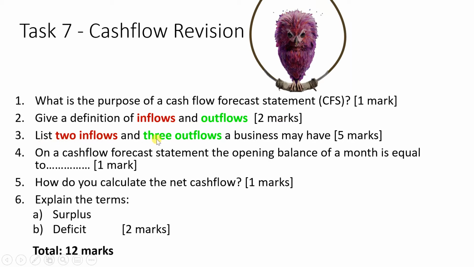List 2 inflows and 3 outflows a business may have. 5 marks, because you've got 5 things to write down. On a cash flow forecast statement, the opening balance of a month is equal to what? What other part of a cash flow statement is the same as the opening balance? Question 5, how do you calculate the net cash flow? That's the formula. And questions 6A and B, you need to explain the terms surplus and deficit. So that's about using key vocabulary. Your answers go on the next page.